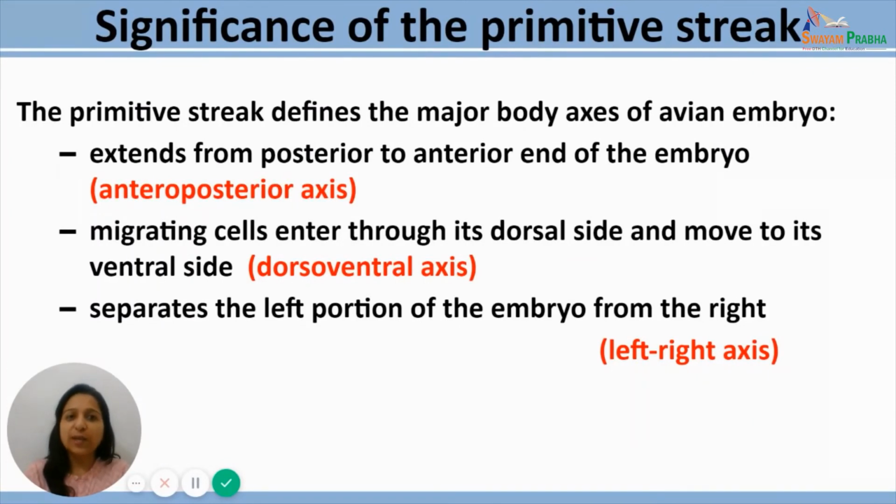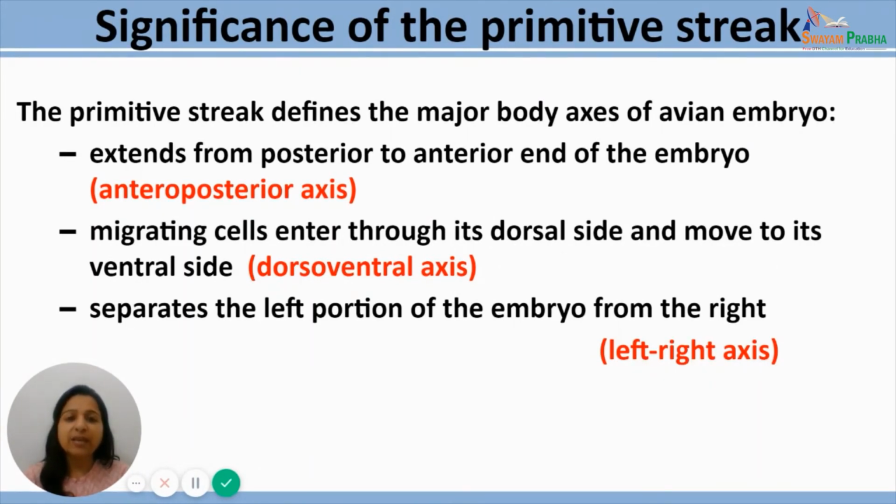All during the chick embryo gastrulation, we have been studying the primitive streak. The primitive streak formed, the primitive streak elongated, and ultimately it regressed during the formation of the chick embryo. So what is the significance of this primitive streak? The primitive streak actually defines the major body axis of the avian embryo. It extends from the posterior to anterior end of the embryo. Thereby, it defines the anterior-posterior axis of the embryo.